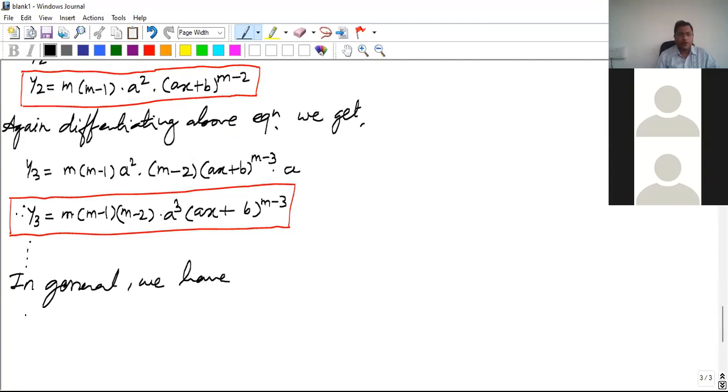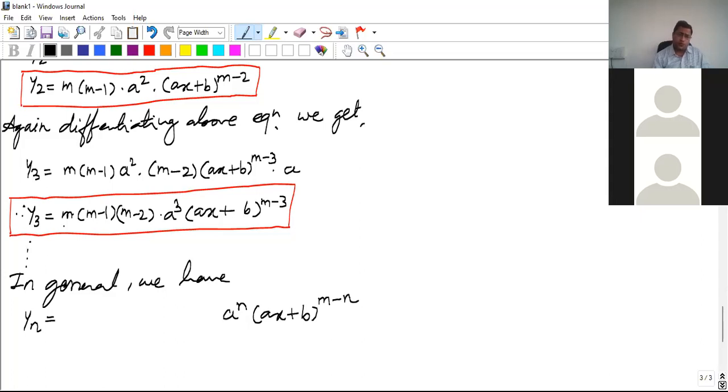we want to find the nth derivative. Now see, it is easy to guess that we'll have a raised to m, and the last term will have (ax + b) raised to m minus n. Every time the power will be reduced by 1, and then at the nth derivative the power will be reduced by n.